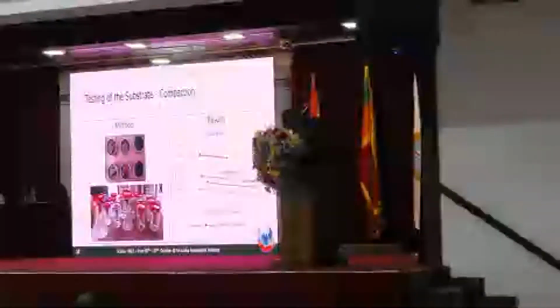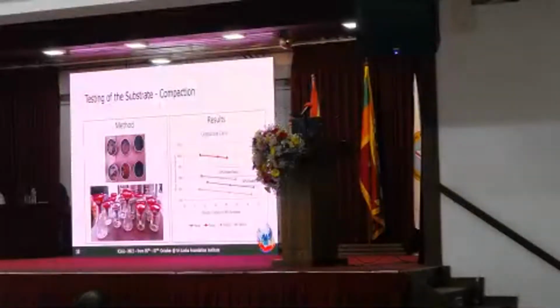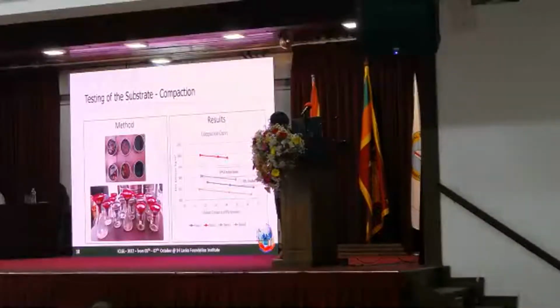Next, we tested for the compaction. So the samples were saturated in water for 24 hours. Next, it was allowed to drain freely under gravity for 24 hours and we determined the wet bulk density. After placing the samples in the oven, we determined the moisture content at 100% saturation. So using these values, we developed the compaction curve for each series.